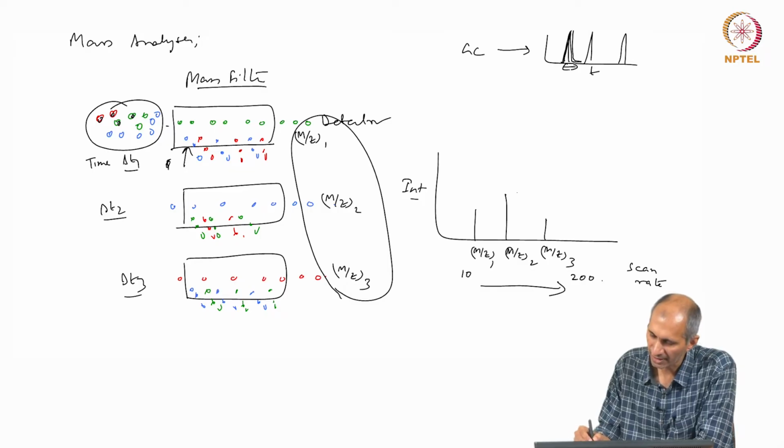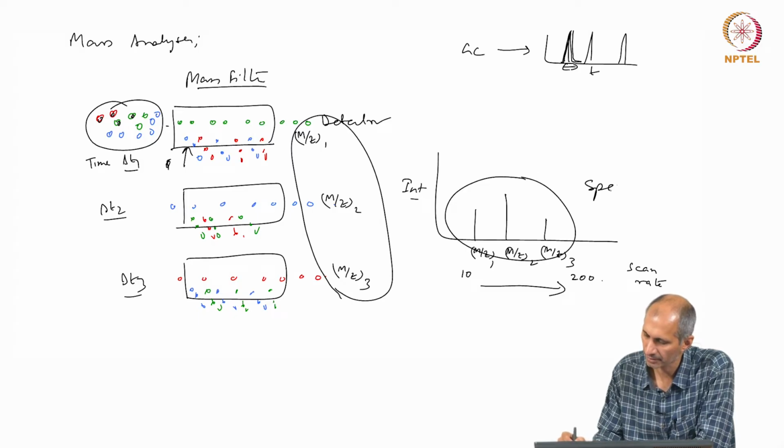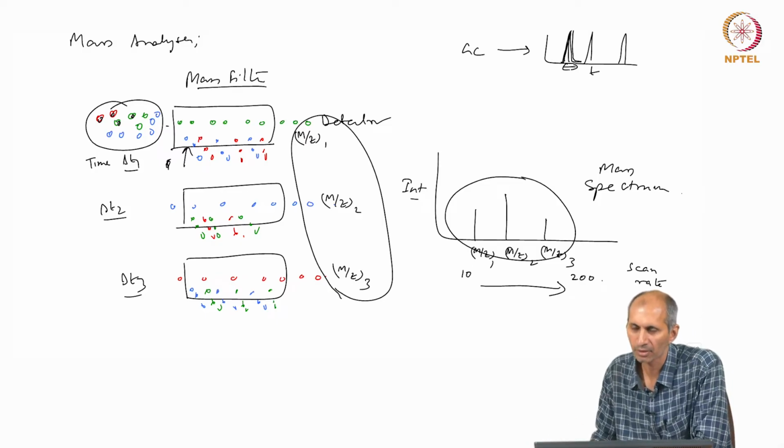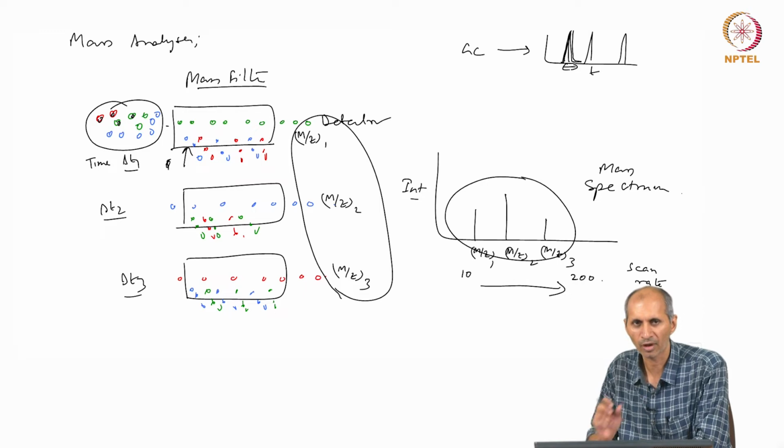And this is recreated when the compound comes out like this in the exit. This is the spectrum, this is the mass spectrum of whatever has come out. How do you identify now if this is compound X?